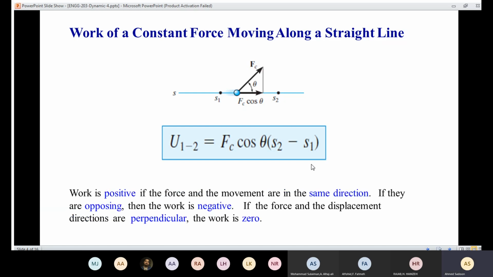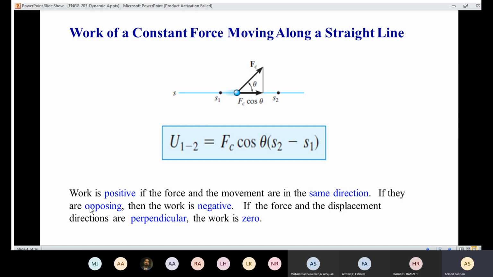Also, it's a very important point here. The work could be positive or it could be negative. So the work is positive if the force and the movement are in the same direction. So if here is the direction of the force and the direction of the displacement is also in this direction, in that case, the work is positive. If the displacement is in this direction and the force in the opposite direction, that means the work is negative. So if the force and the displacement are opposing, in that case, the work is negative.